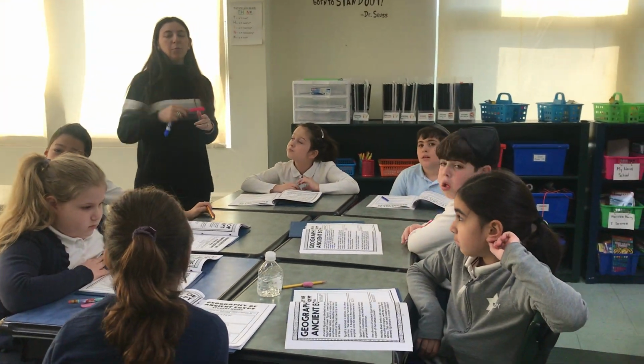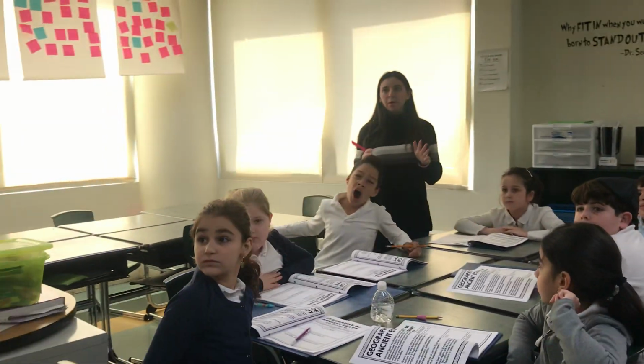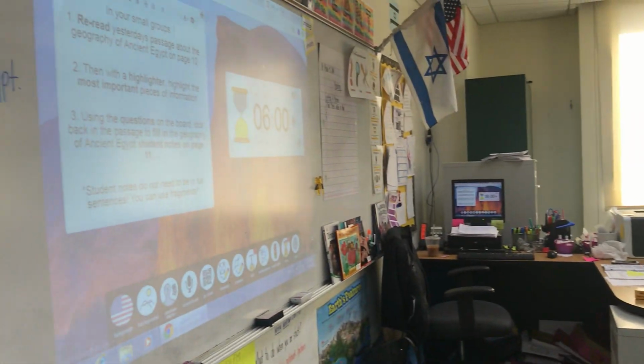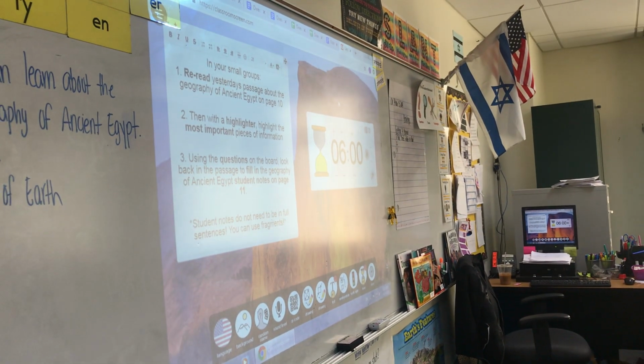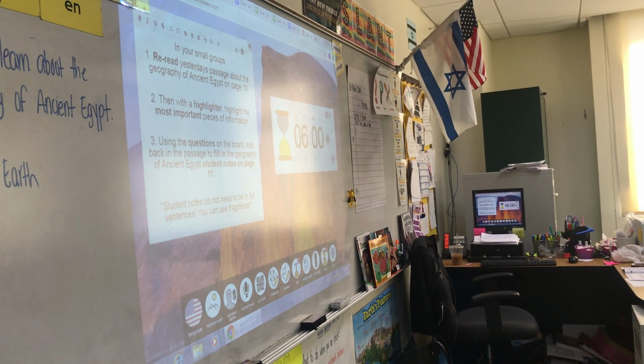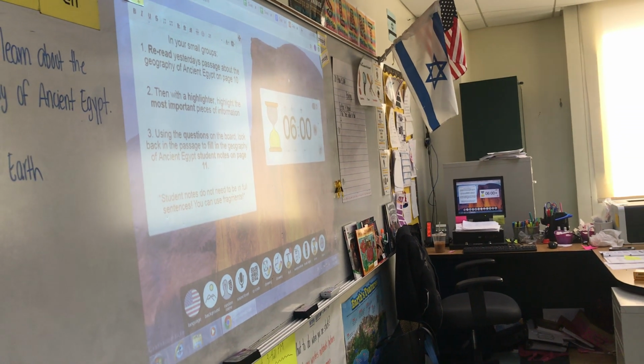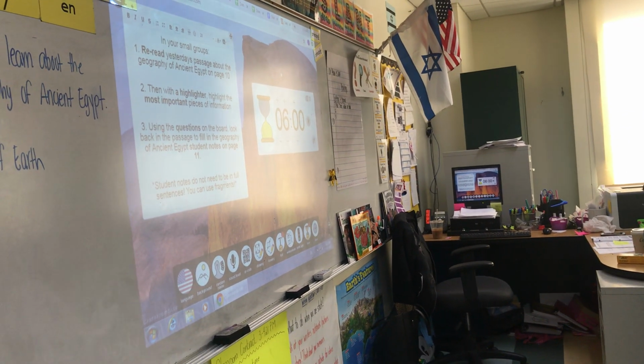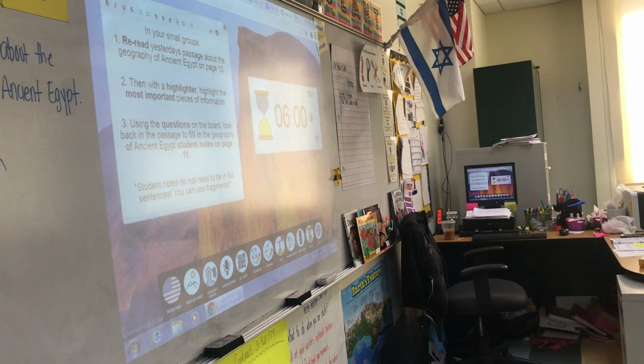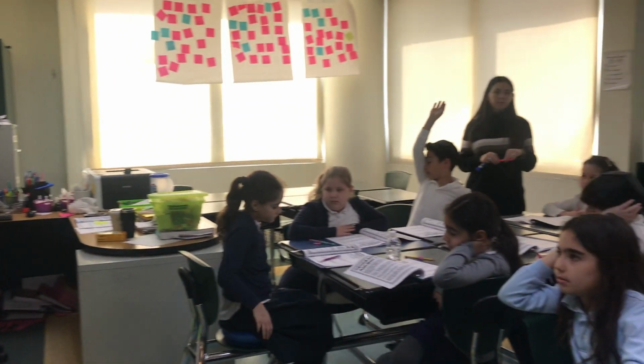So, looking at the board, let's go over the directions, what we're going to do. Who wants to read number 1? Sarah, nice and loud. Reread yesterday's passage about the geography of Egypt on page 10. Beautiful. So in your small groups, you are going to read independently.